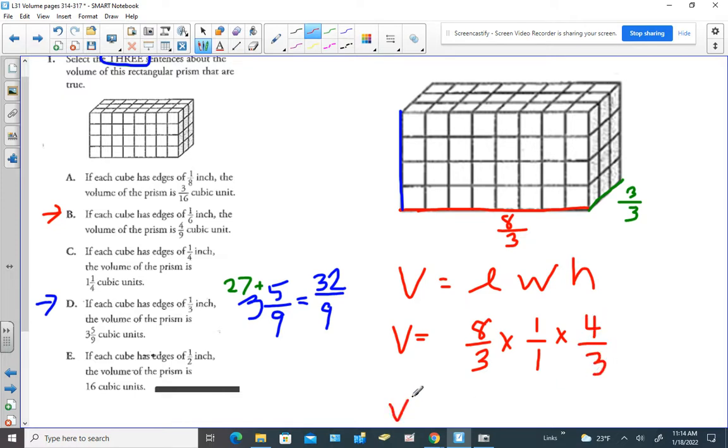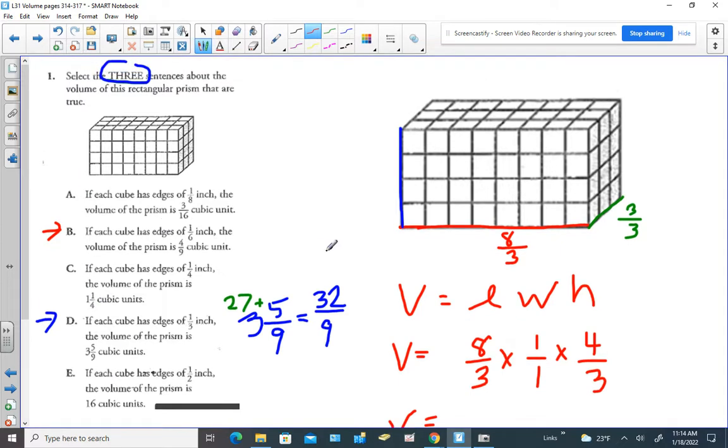Not seeing any reducing opportunities. So here's what you need to do to determine whether or not D might be one of the ones you're going to pick. Multiply 8 times 1 times 4 to see if you get this. Multiply this times this times this to see if you get this. And if you do, then you're going to pick that one. So I would expect to see similar work for choices C and E, even though we didn't do those together, on your paper, just to confirm which 3 are actually correct.